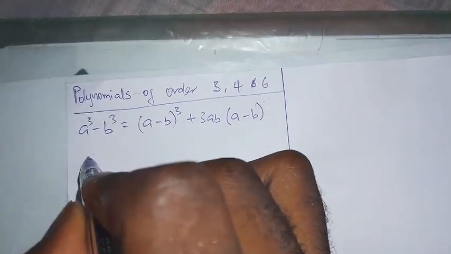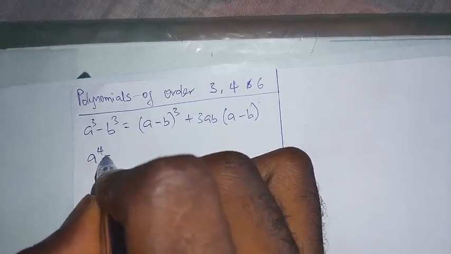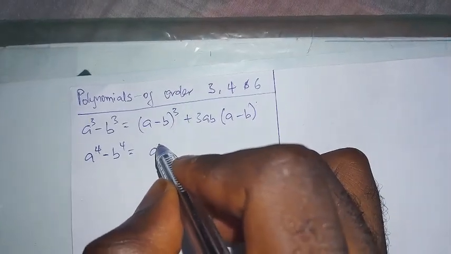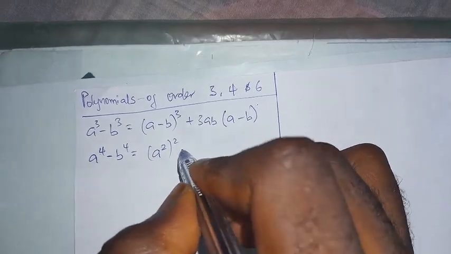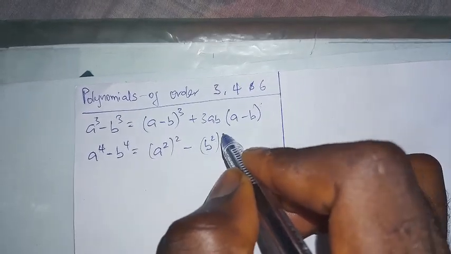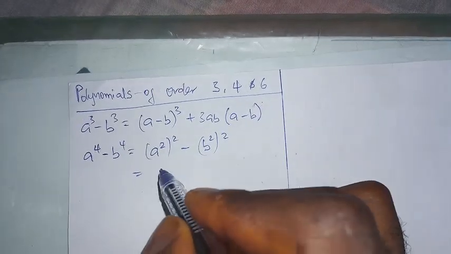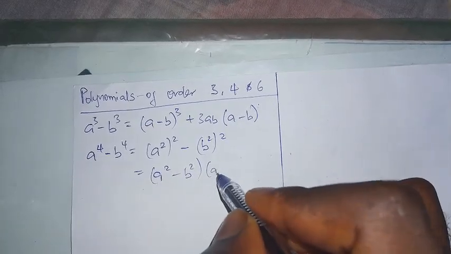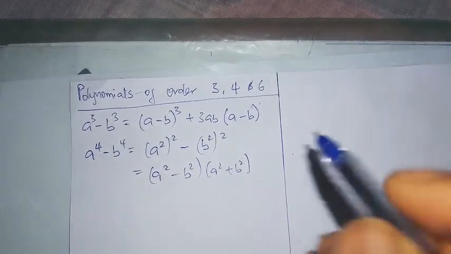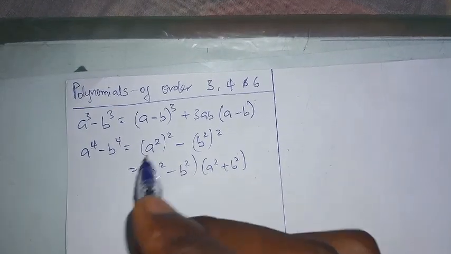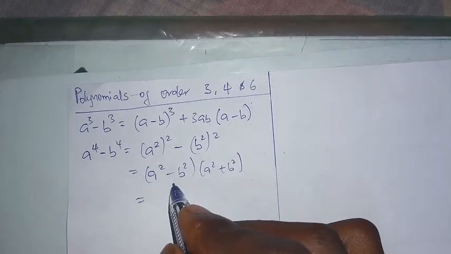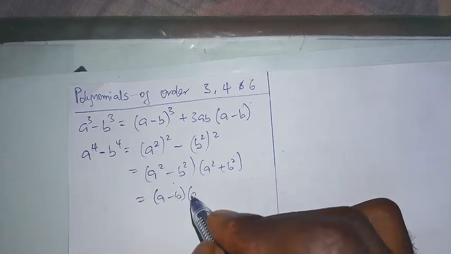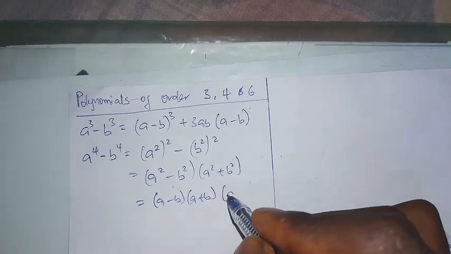Now, for order 4, we have a raised power 4 minus b raised power 4 to be the same thing as, first, a raised power 2 all raised power 2 minus b raised power 2 all raised power 2. And this is the same thing as a raised power 2 minus b raised power 2, a raised power 2 plus b raised power 2. Why? Difference of 2 squares. Now, from here, this is also another difference of 2 squares, which is the same thing as a minus b, a plus b. This remains the same thing, a squared plus b squared.